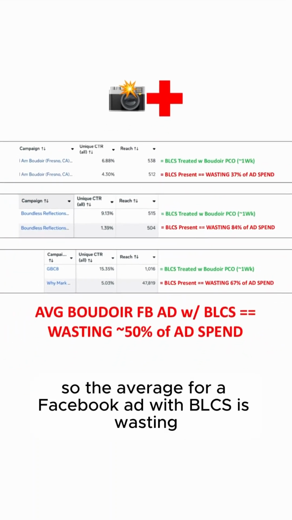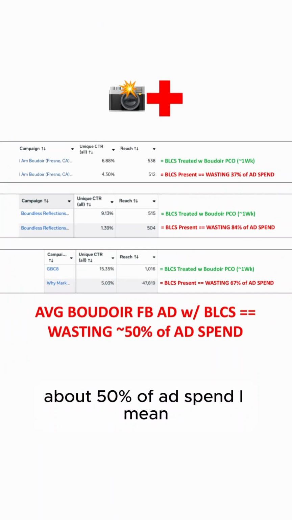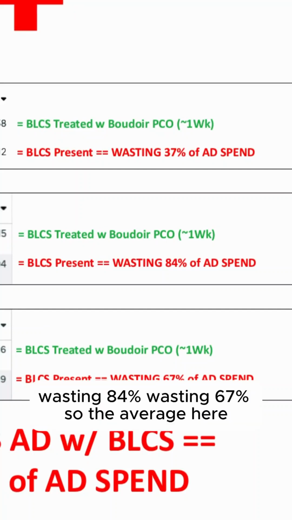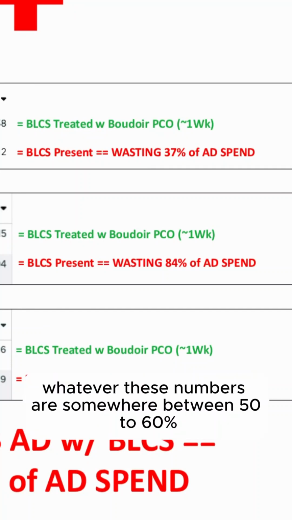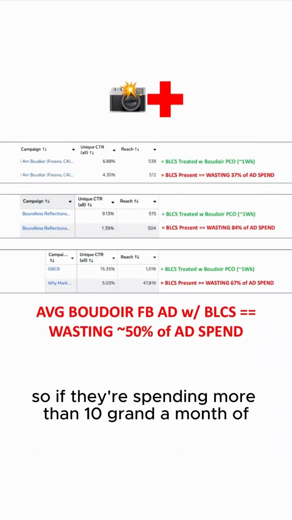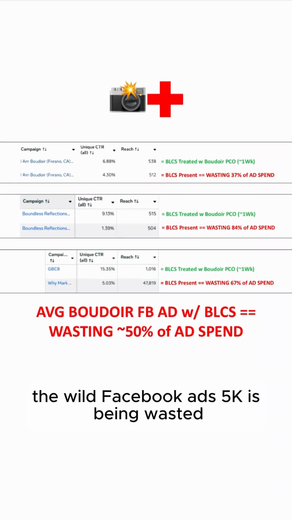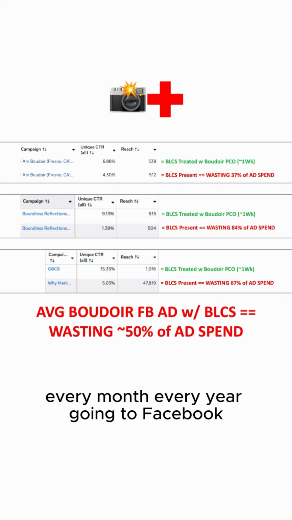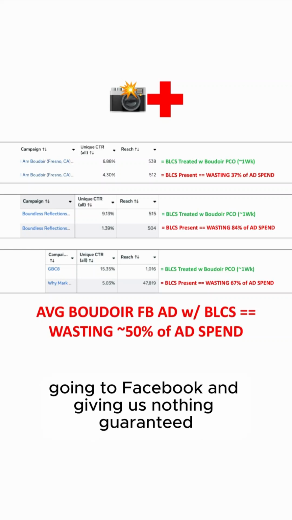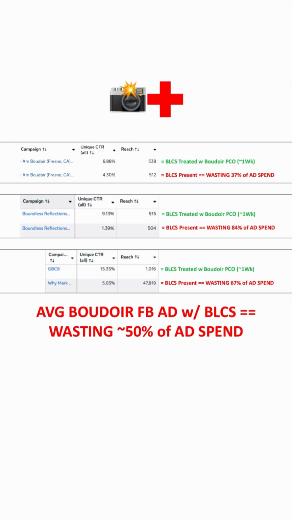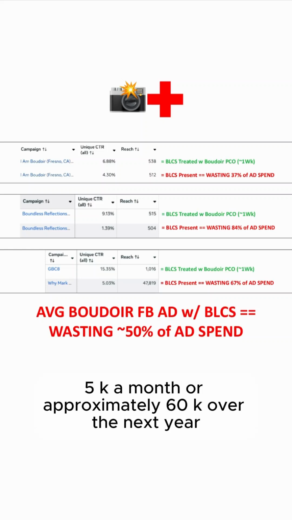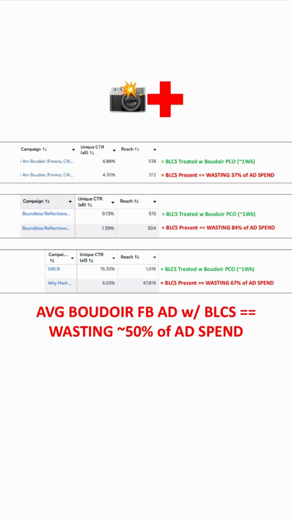So the average Boudoir Facebook ad with BLCS is wasting about 50% of ad spend. I mean, look at these numbers: wasting 37%, wasting 84%, wasting 67%. So the average here, whatever these numbers are, is somewhere between 50 to 60%. So if they're spending more than 10 grand a month on Boudoir Facebook ads, 5K is being wasted, approximately every day, every month, every year, literally going to Facebook and giving us nothing, guaranteed. So we can probably save 5K a month, or approximately 60K over the next year.